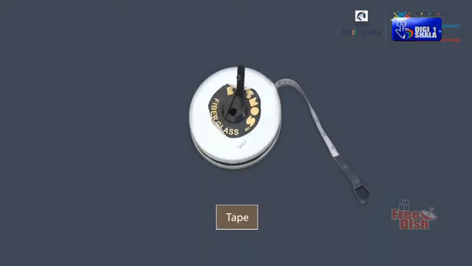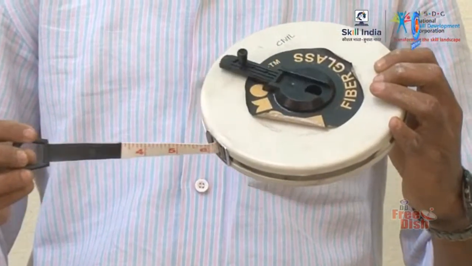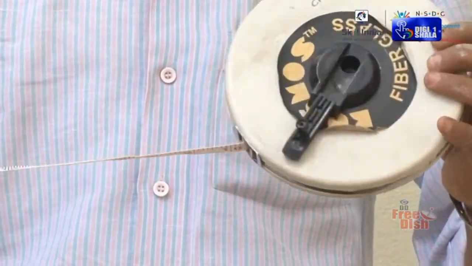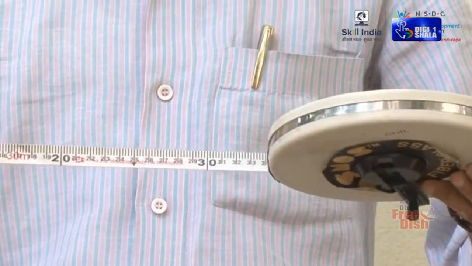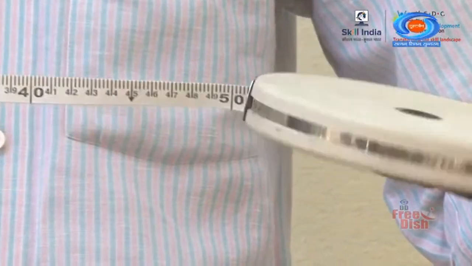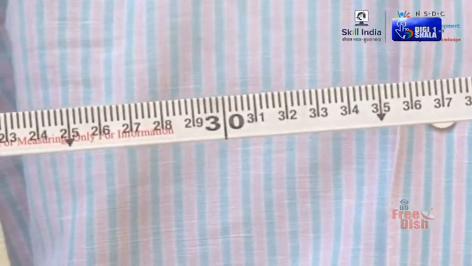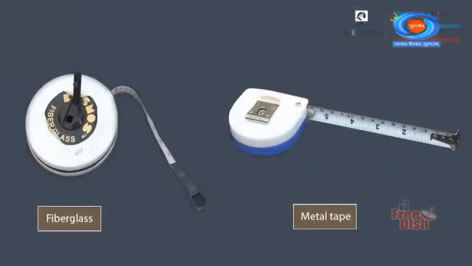Now let us take a close look at the tape. As you know, the tape is a long strip of metal or synthetic material that contains markings in standard units such as feet and meters. The tape is used when accurate measurements are required. Tapes are made from metal or fiberglass and are commonly used for direct measurements.